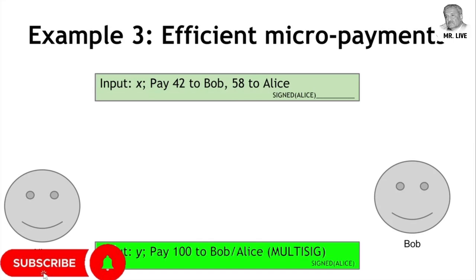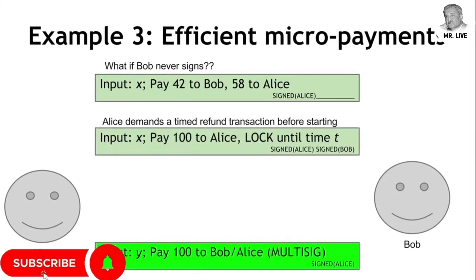So there's a very clever way to avoid this problem using a feature that I described earlier but haven't explained yet, which I'll need to introduce now. And that feature is called lock time. To avoid this problem, before the micropayment protocol can even start, Alice and Bob will both sign a transaction which refunds all of Alice's money back to her, but is locked until some time in the future.